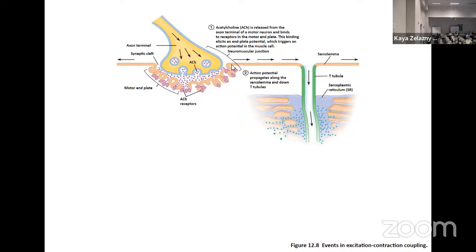So we have an action potential moving down the membrane of our muscle fiber. The action potential is then going down the T-tubule. T-tubules are in contact with the sarcoplasmic reticulum on either side. Sarcoplasmic reticulum is storing calcium. When we have that action potential come down the T-tubule, that's the signal for our sarcoplasmic reticulum to release calcium.